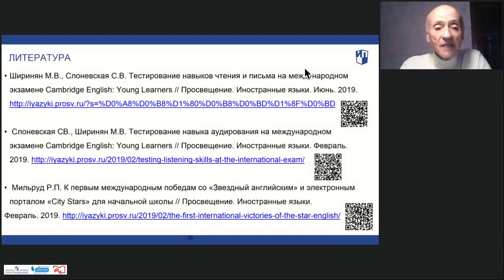And here are the books, and not the books, of course. Here are the articles, the publications in Russian that we have published regarding preparation of our school children towards international exams, towards Cambridge English exams for young learners. You can see here the hyperlinks, and you can see here the QR codes that will give you easy access to the materials.